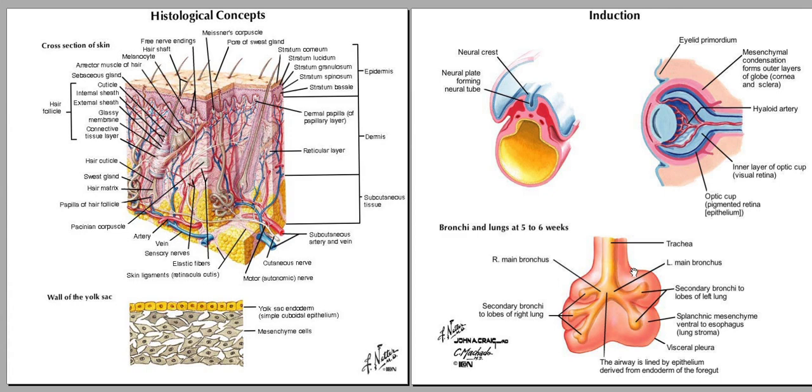So with the bronchi and the lungs from week 5 to 6, we have the trachea, the right main bronchus, the left main bronchus, as an airway. The airway over here is lined by epithelium derived from the endoderm of the foregut. And here too are the secondary bronchi to the lobes of the right lung. And you can see over here the secondary bronchi to the lobes of the left lung, and the splanchnic mesenchyme ventral to the esophagus. As a lung stroma, this is the visceral pleura that you can see.